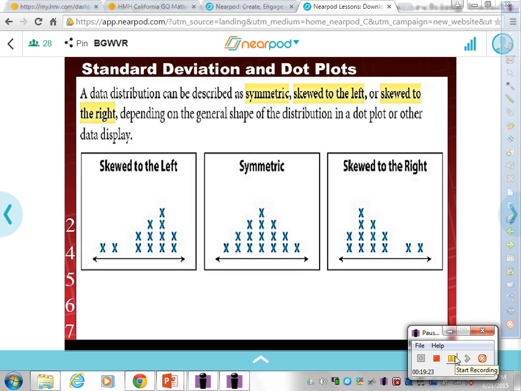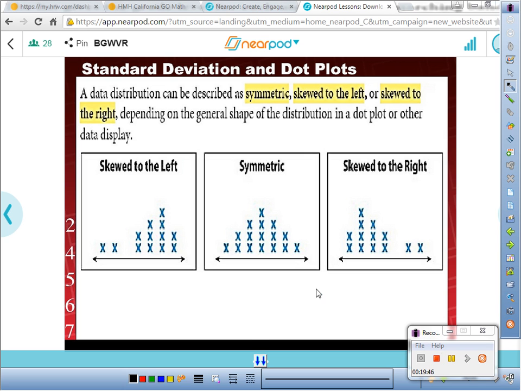All right. Where I wanted to get to is this slide right here. Once you set up your dot plots, there are 3 different types of dot plots. They can either be symmetrical, left skewed, or right skewed. Some of us get confused with left and right, but this is a way to remember left and right. Symmetrical looks like a pyramid or a perfect bell curve like this, right?